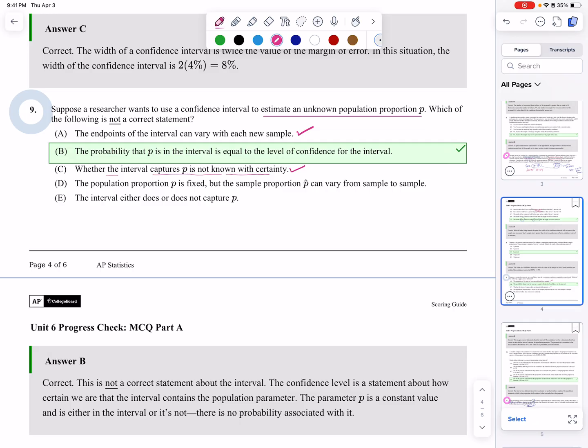I'm not 100%. The population proportion is fixed, but the sample proportion can vary. That is true. The population proportion is one thing, and I can have different things from each sample. The interval does or does not capture p. That's right. There's no probability of 95%. It's either in it or it's not. B says the probability that p is in an interval. See, and that's the problem. We don't have probability. A confidence interval is not probability.